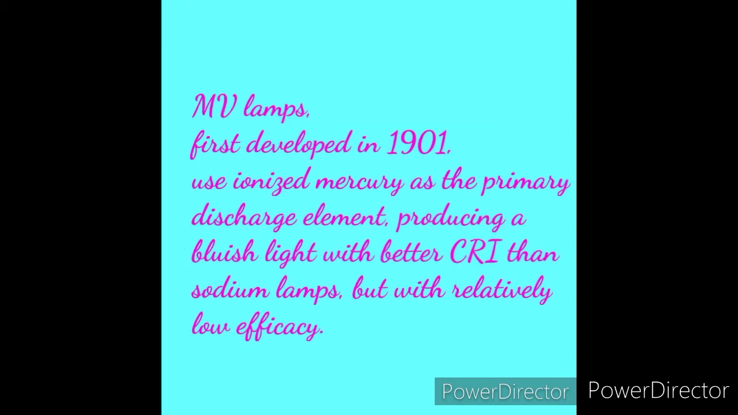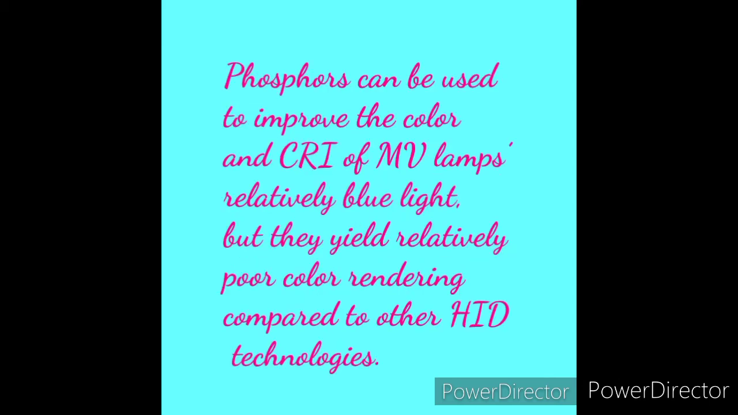MV lamps, first developed in 1901, used ionized mercury as the primary discharge element, producing a bluish light with better CRI than sodium lamps, but with relatively low efficacy. Phosphors can be used to improve the color and CRI of MV lamps. They emit relatively blue light, but they yield relatively poor color rendering compared to other HID technologies.